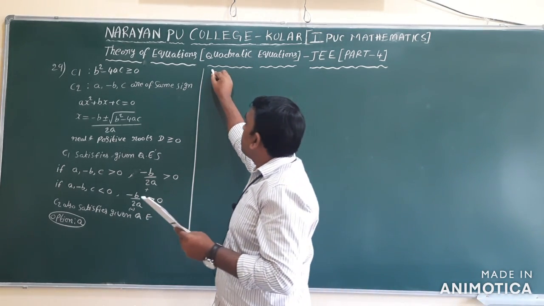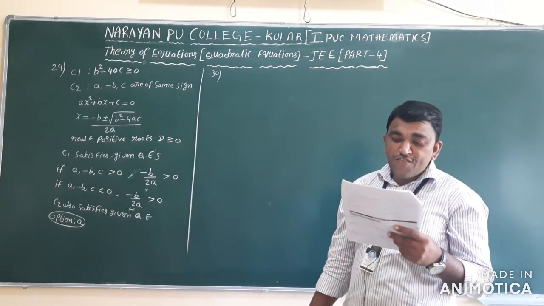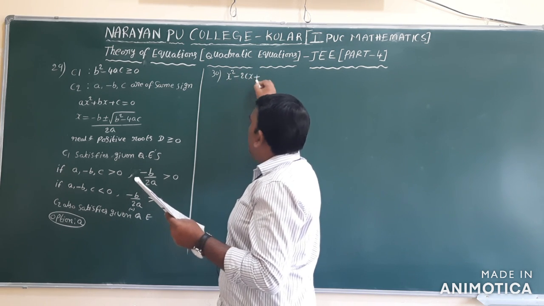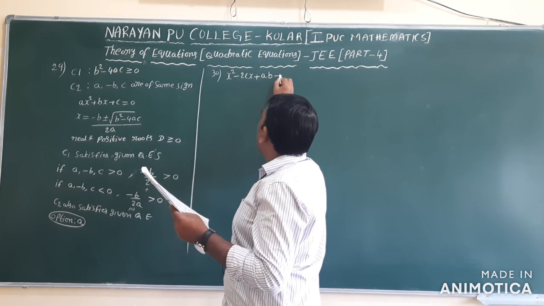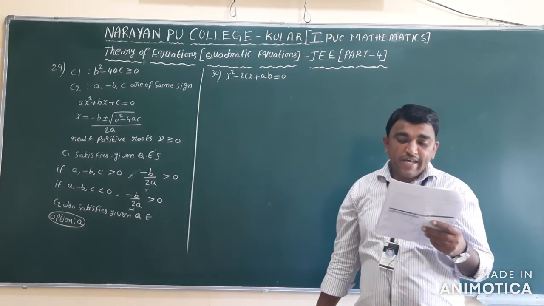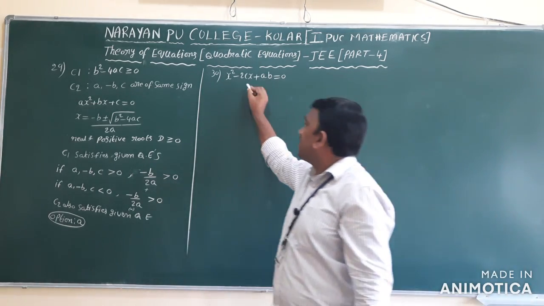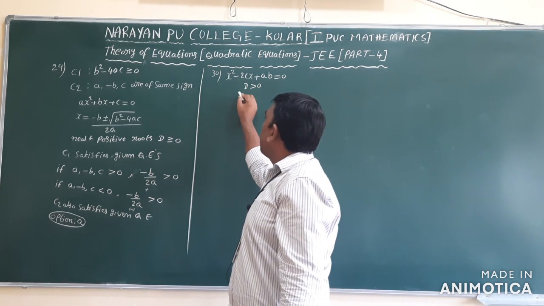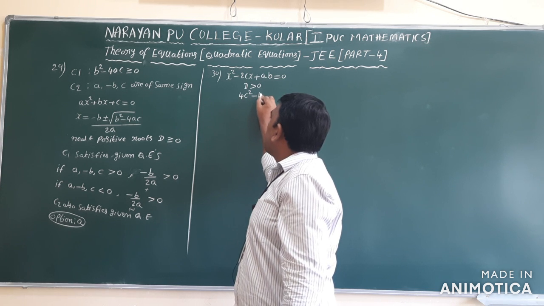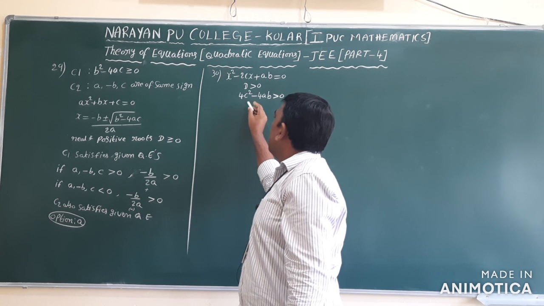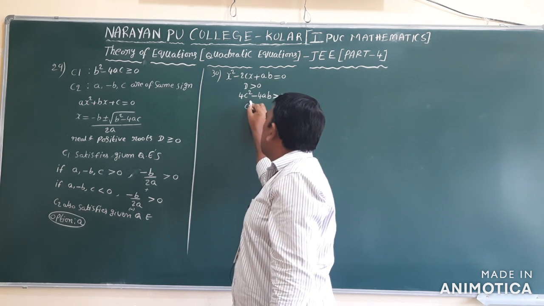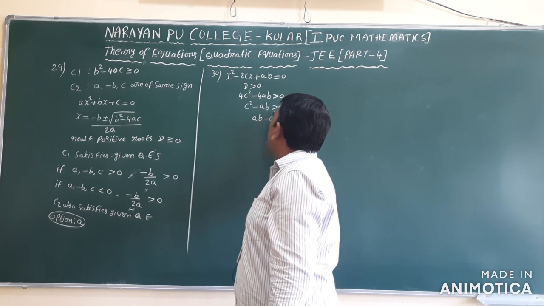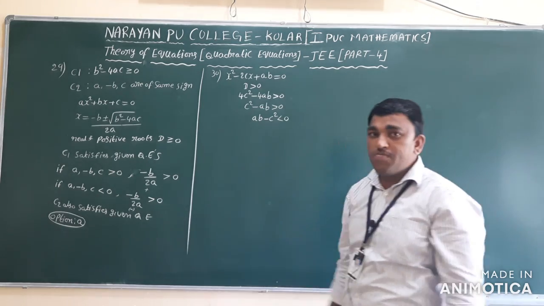Next, 30th question. If the roots of the quadratic equation x square minus 2cx plus ab equal to 0 are real and unequal. Real and unequal means the discriminant is greater than 0. So the discriminant is b square minus 4ac. 4c square minus 4ab is greater than 0. So take 4 common and send to that side. C square minus ab is greater than 0. Otherwise, ab minus c square is less than 0. While taking minus, the inequality will be changed, dividing.